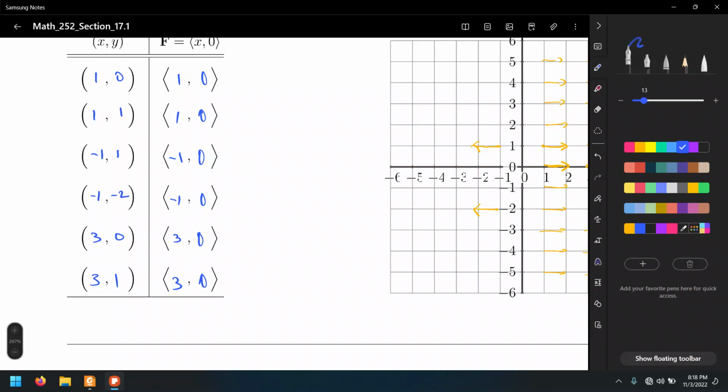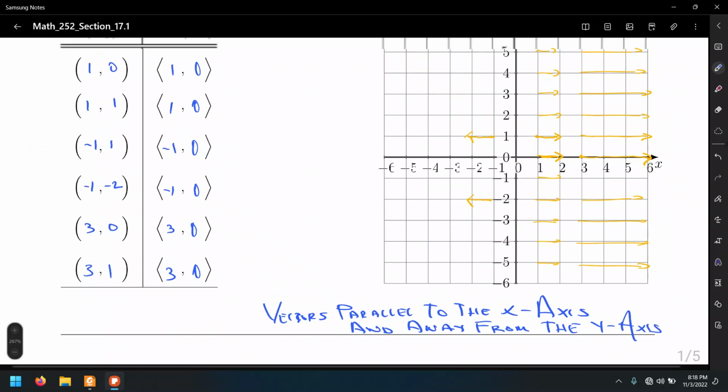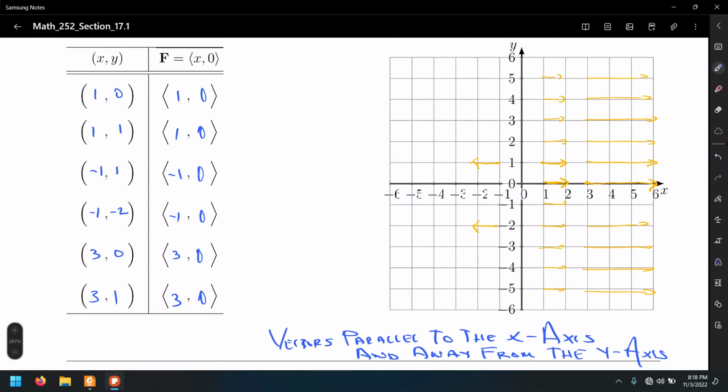Just to briefly describe it in words: vectors parallel to the x-axis and away from the y-axis, or repelled from the y-axis. So depending on the application, if it's like the fluid or a magnetic field, you know.